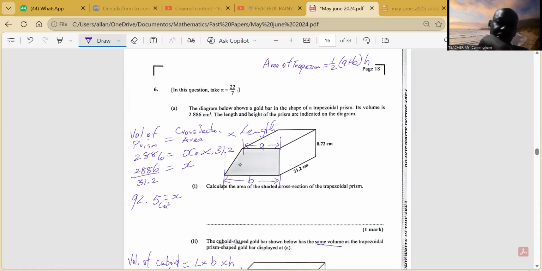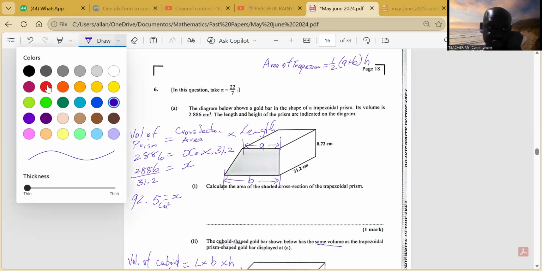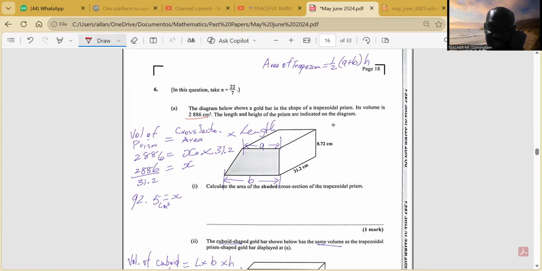So the volume of this thing was 2886. They gave the volume here. So 2886 is equal to the volume of the prism. The cross-section area we didn't know, so we call it X, multiplied by the length. So this is the length.